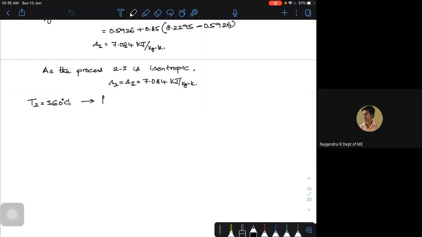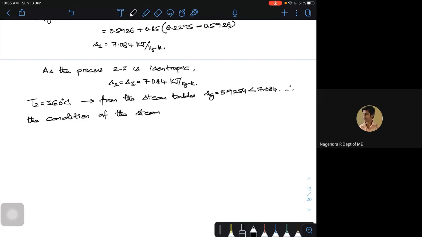Okay, the condition of the steam. At 360 degrees, from the steam tables, your Sg is equal to 5.9254, which is less than the calculated 7.084. Therefore, the condition of the steam at the entry is superheated. Steam is superheated.